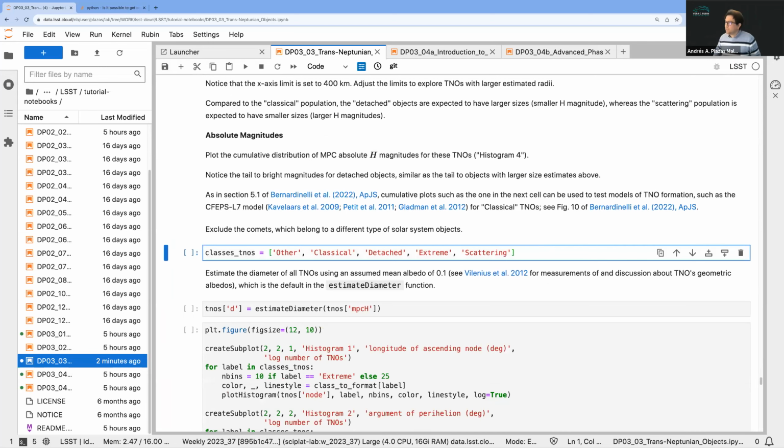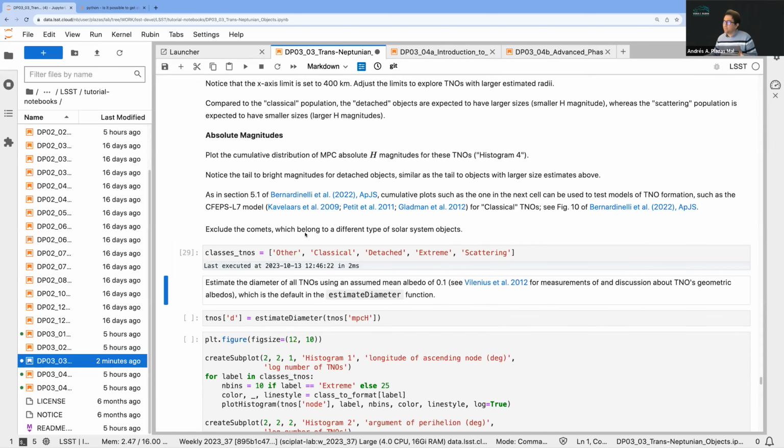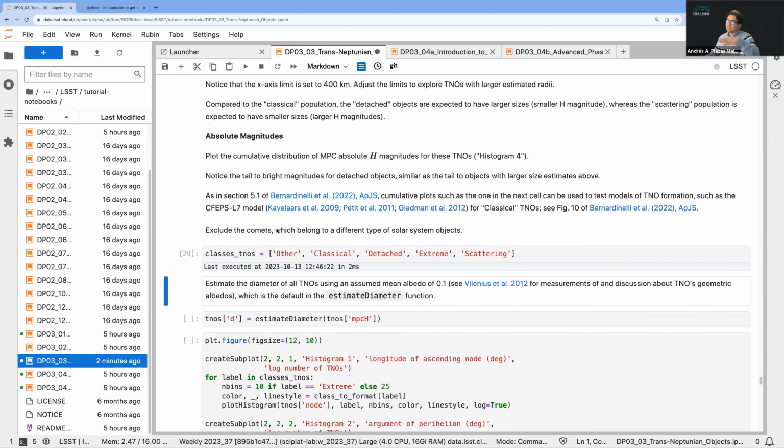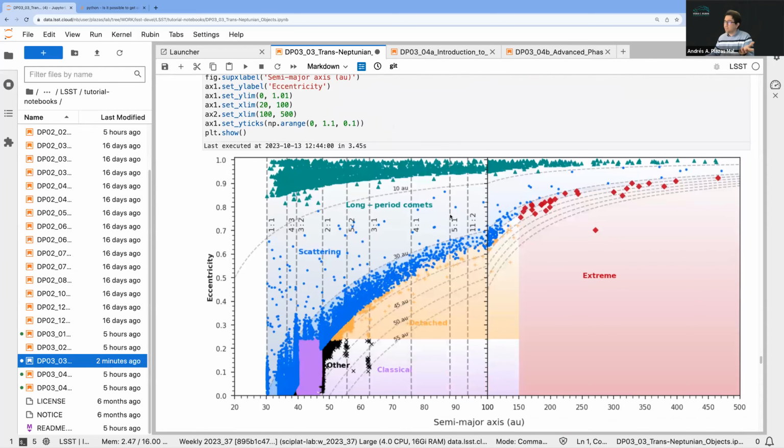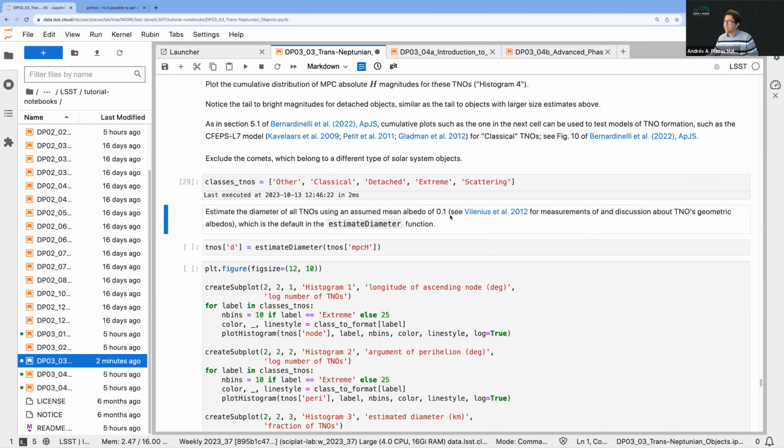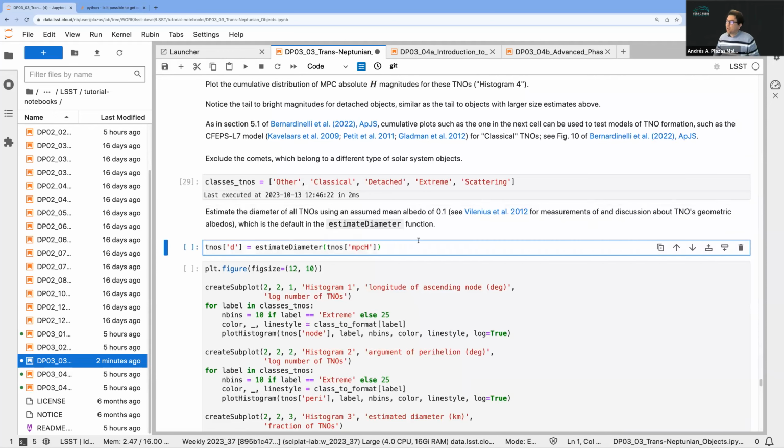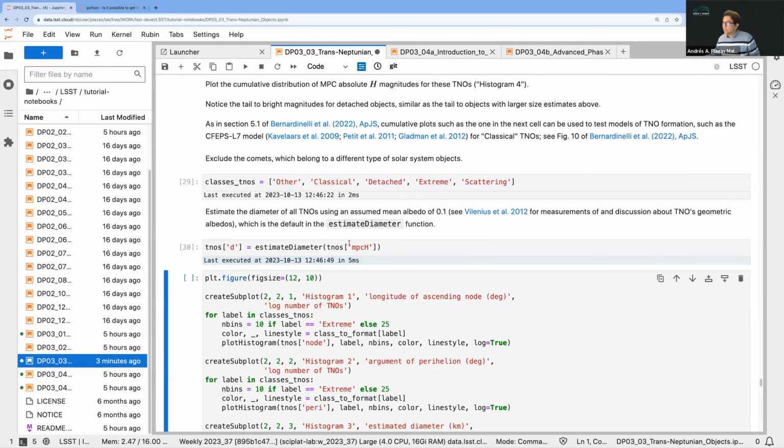Here what we're doing is just excluding the comets. So we're done with the comets. I just wanted to show them here because I think it's cool. But now we are excluding them from the TNOs. We're going to use the helper function to calculate the diameter of the TNOs using the MPC-H, the absolute magnitude. We don't pass an argument for the albedo because we're using the default of 0.1. And then we add another column to our table of TNOs.